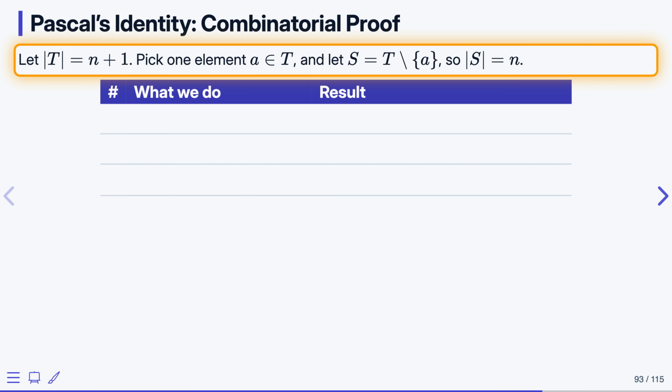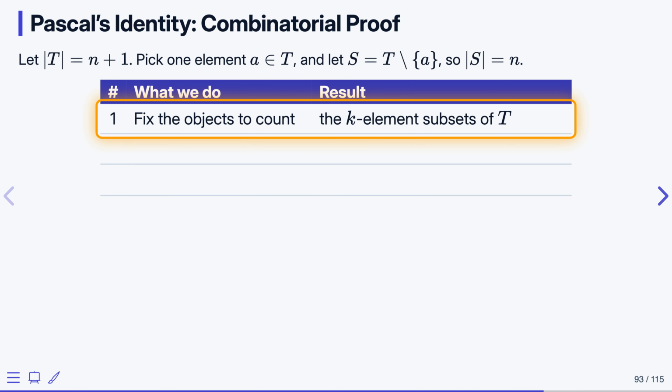Now the counting proof of Pascal's identity. Let T be a set with n plus 1 elements. Choose one element and call it A, take it out of T and call the rest S, so S has n elements. Step 1. Fix the collection. Take the subsets of T with k elements.